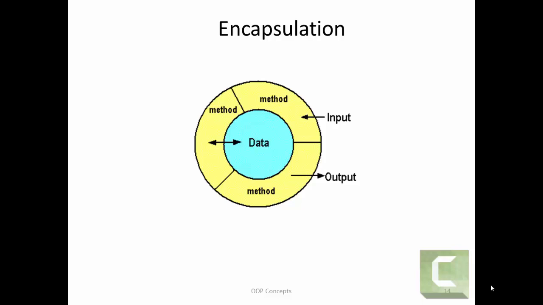If you just see this example and assume this as an object, it has data, which is nothing but properties, attributes, and some methods around that data. It takes input, processes it using its data and the logic written in the methods, and gives one output.